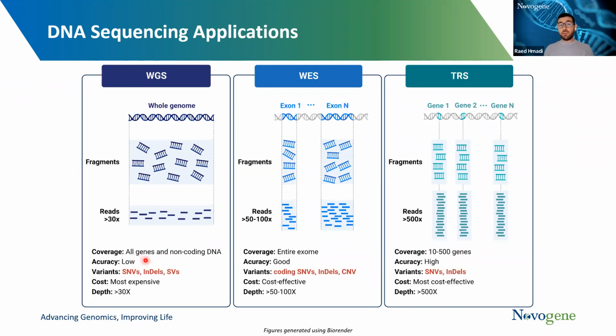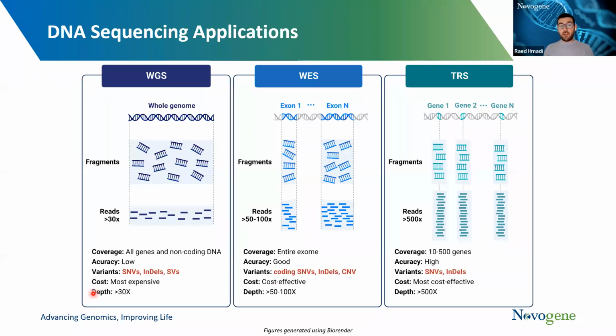In terms of variants, whole genome sequencing allows us to look at all different variants, including single nucleotide variants, indels, and structural variants. So any type of variant that might happen within the DNA can be detected by whole genome sequencing. However, whole exome sequencing can detect only single nucleotide variants, indels, and copy number variants as long as they take place within the coding region of the genome. And finally, for target region sequencing, we are able to detect single nucleotide variants and indels as long as they occur within the regions that we have covered by sequencing.